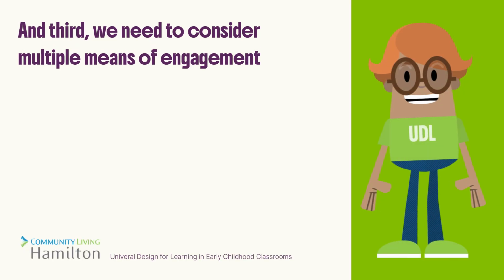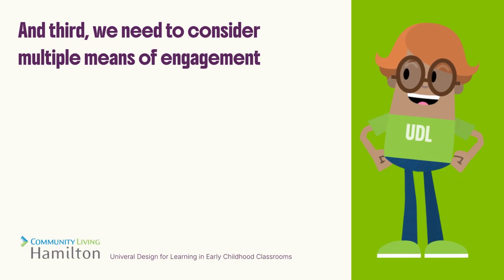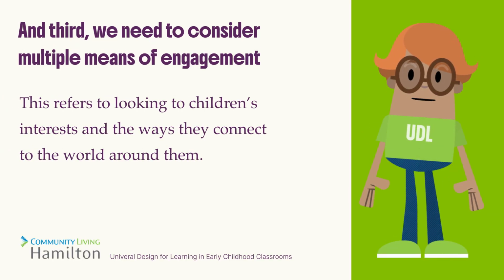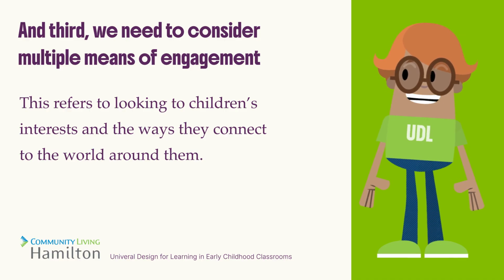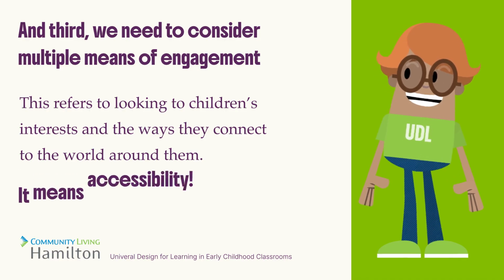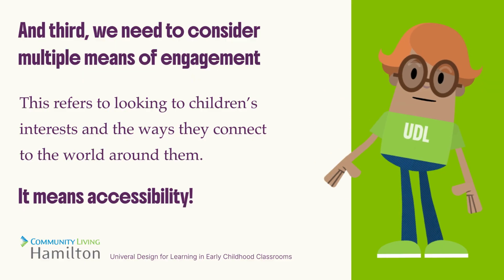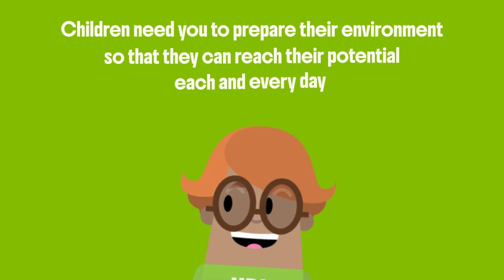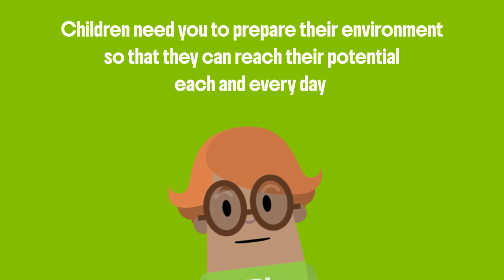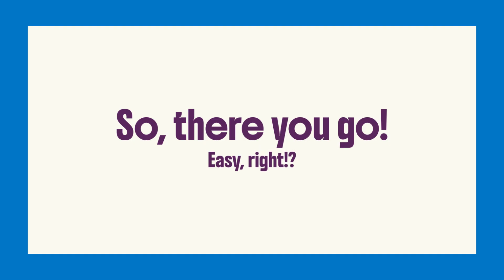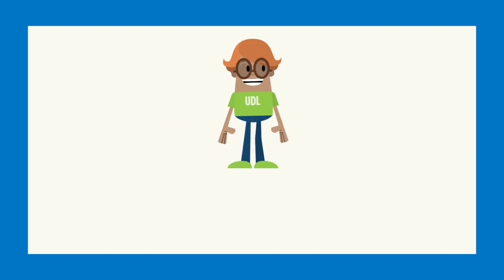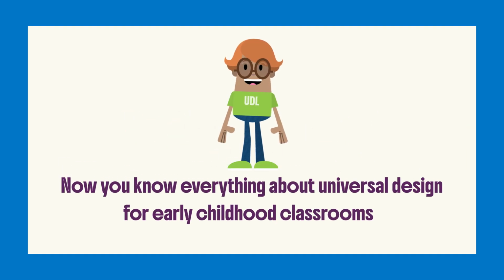And third, we need to consider multiple means of engagement. This refers to looking to children's interests and the ways they connect to the world around them. It means accessibility. Children need you to prepare their environment so that they can reach their potential each and every day. So there you go. Easy, right? Now you know everything about universal design for early childhood classrooms.